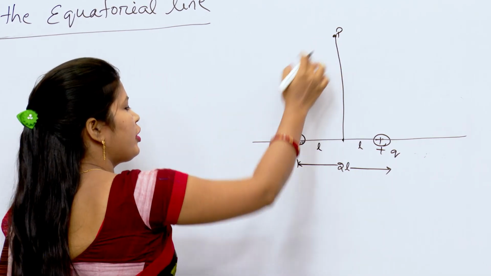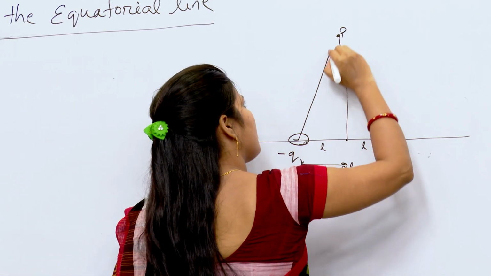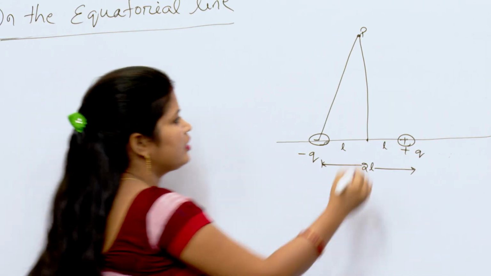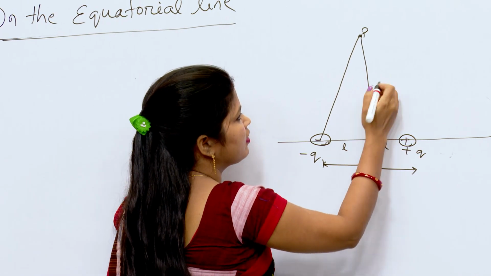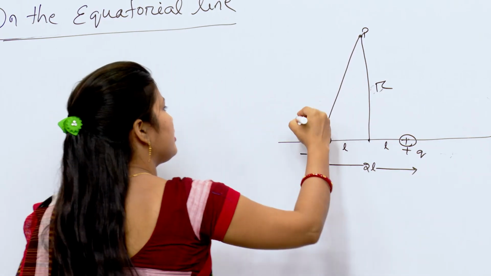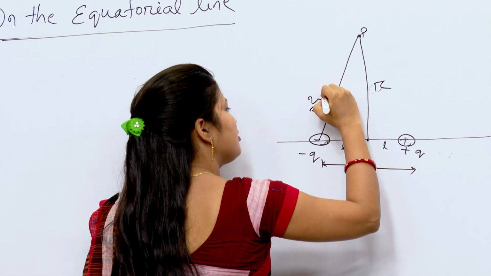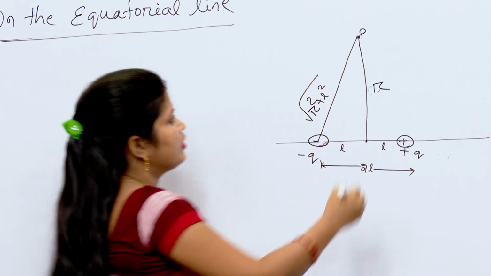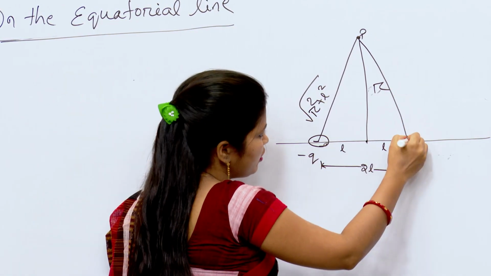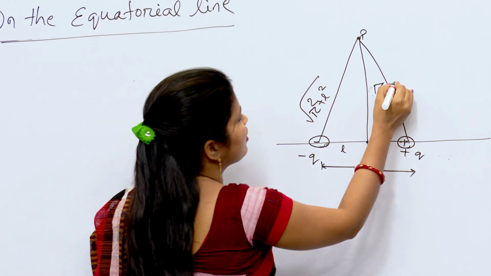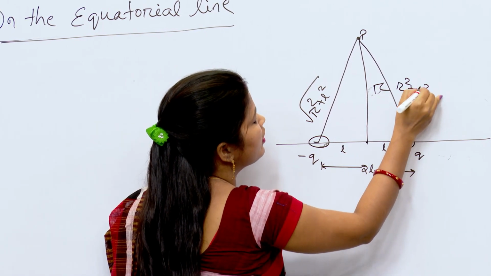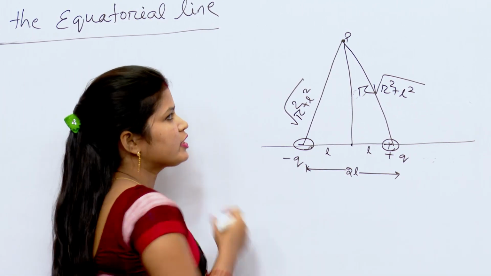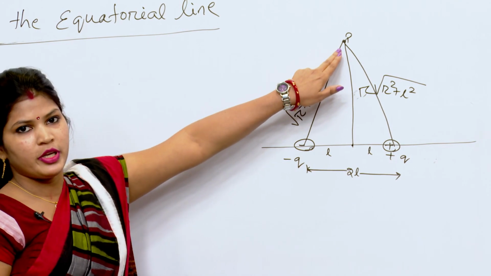From minus q to point P, the distance is, see, from the center of the dipole to point P the distance is r. So, this distance is square root of r square plus L square, this is a right angle triangle, and this distance also from plus q to point P is square root of r square plus L square. Okay. See, just imagine a test charge at point P.